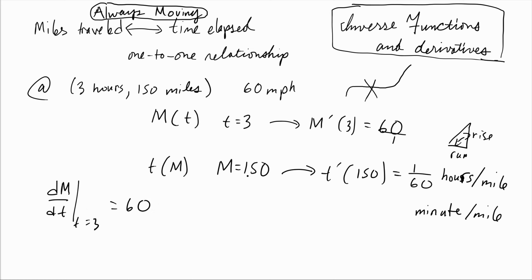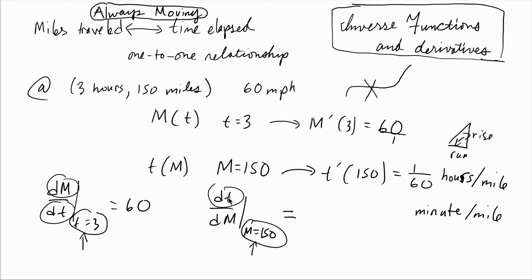Now we're considering dt over dm when m is equal to 150. But notice the situation of m equal to 150 is equivalent to the situation of t equal to 3 here. Those two are the same ideas. We should notice that we took a reciprocal in this fraction, and it's going to be the reciprocal here as well.